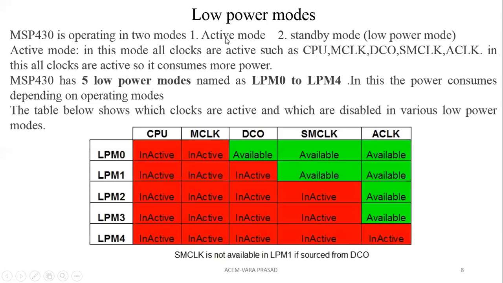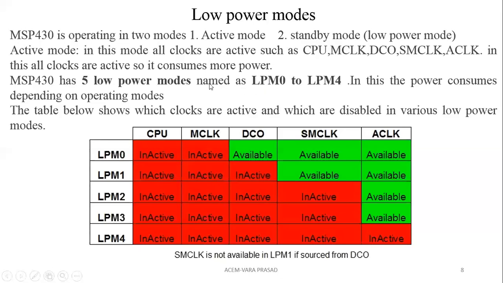In the active mode, whatever clocks are available, for example the CPU clock, M clock, DCO, SM clock, A clock, etc., all the clocks are working. That's why in active mode it consumes more power. That means it requires more power in active mode. That's why we operate it in low power modes. Already you know about standby mode, or low power modes.